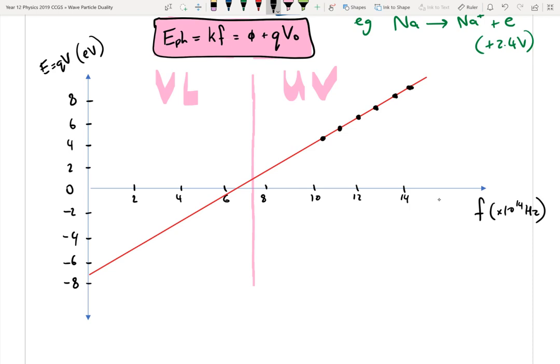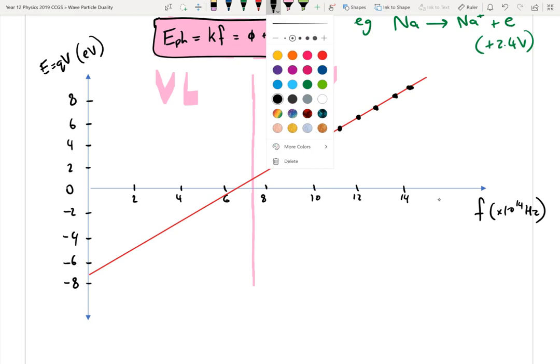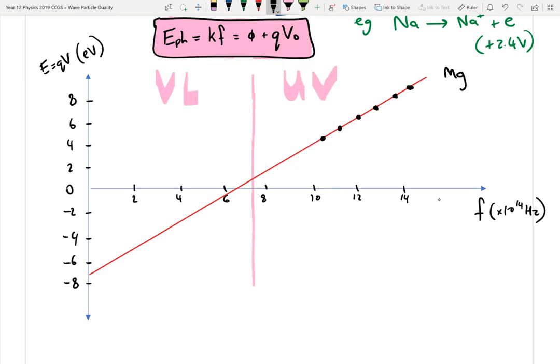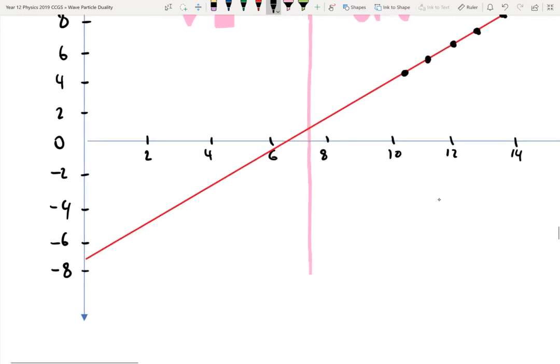Okay. Now this could be a metal. For example, let's just go for magnesium. They took polished, shiny silver magnesium, they placed it into the photoelectric effect apparatus, they got varying sources of light, and they measured out V. Now, a couple of things you need to know about. The x-intercept is known as the threshold frequency.